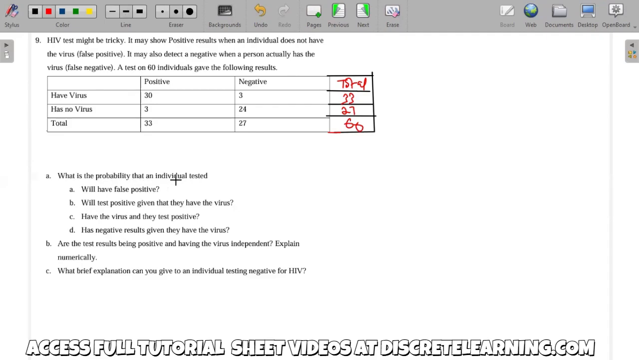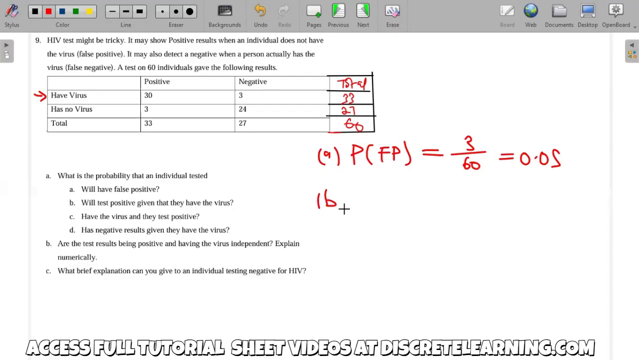So A, what is the probability that an individual tested false positive? False positive means they have the virus there, but here they test negative. That's what? False positive. So how many individuals are in the false positive? So A, probability of false positive. How many individuals tested false, but they actually had the disease? We see that it's just 3 there. So it will be 3 over the total 60. And if I punch this on my calculator, I get 0.05.